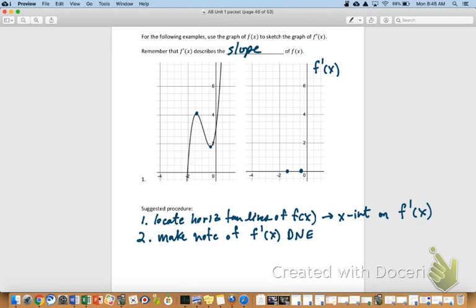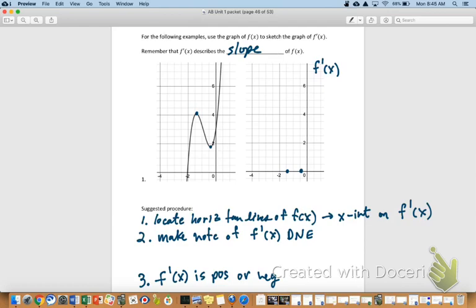So if I've got any of those features, I need to make a mental note of that. And you can see that on this graph, there don't appear to be any of those. So we'll skip that step. And then the final step is this. Figure out where f prime is either positive or negative. And that's how we'll finish out our graph.